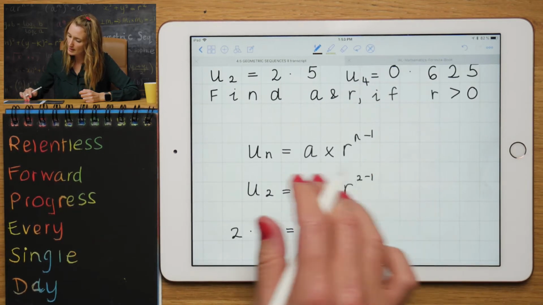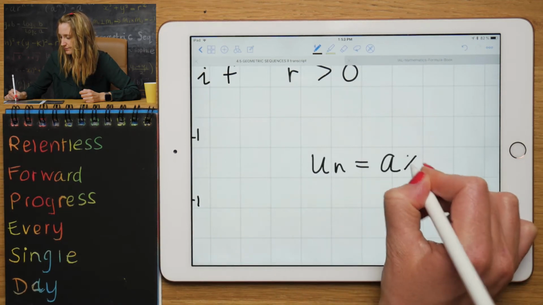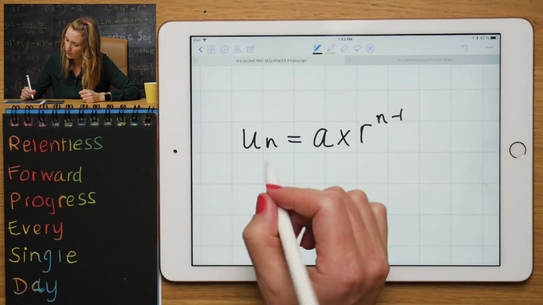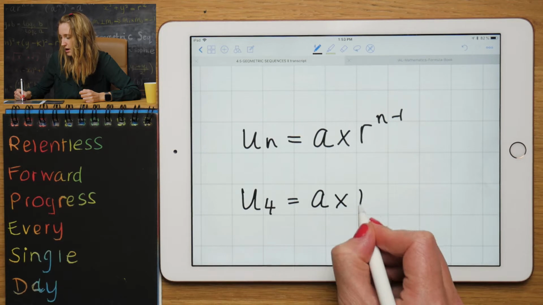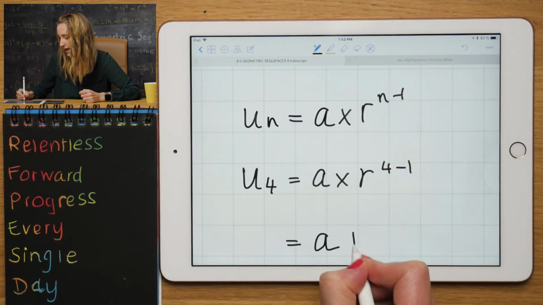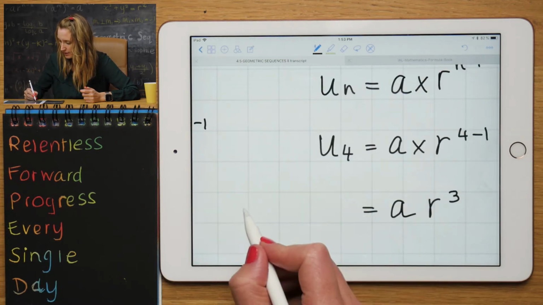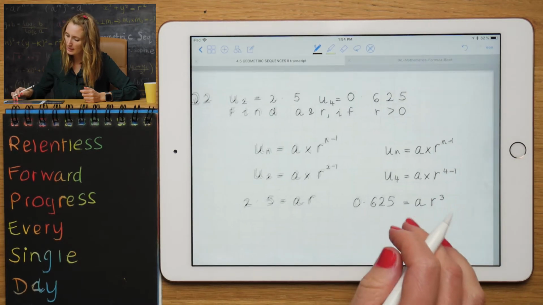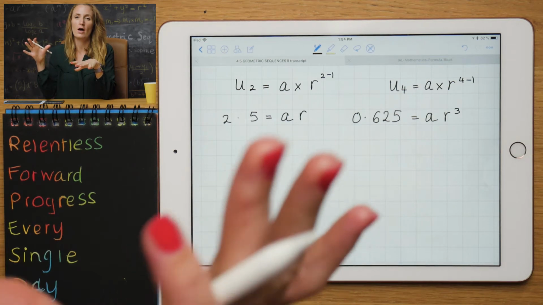Similarly, we're going to do exactly the same process for the second piece of information. The second one was U4. So U4 is equal to A times r to the 4 minus 1. Tidying that up will give us Ar cubed. We can say U4 is 0.625.